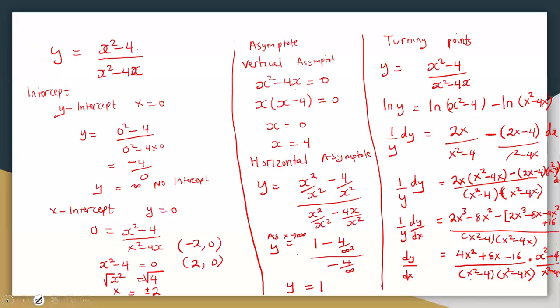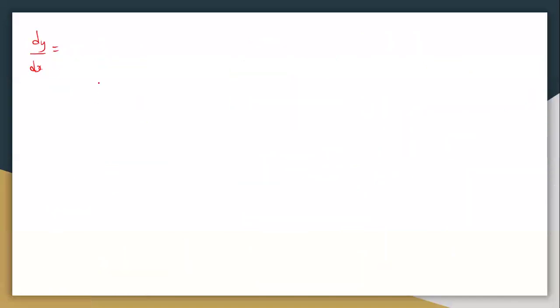Remember, as you will prove your answer, dy dx is equal to 4x squared plus 8x minus 16 out of x squared minus 4x, all squared. We continue.